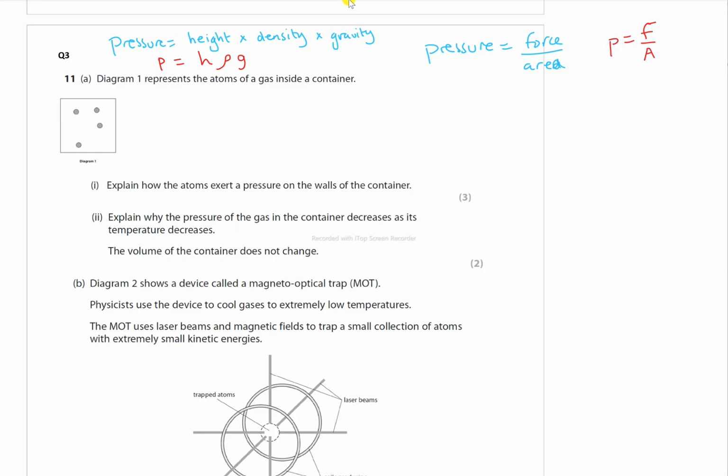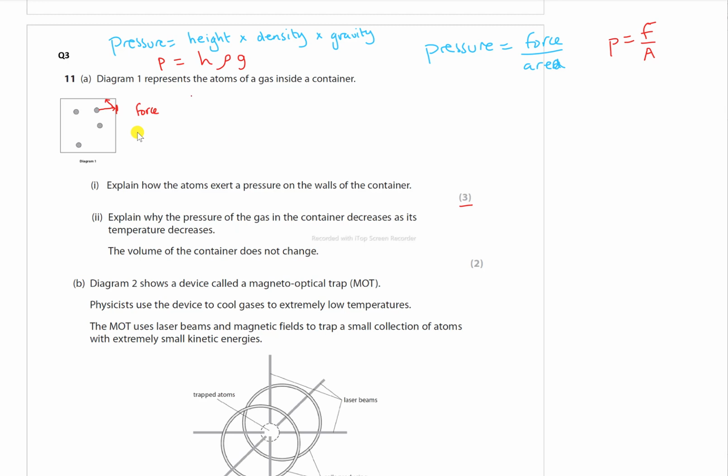Right. Explain how the atoms exert a pressure on the walls in a container. So it's a 3 marker. Right. This particle's moving, it's got kinetic energy. It hits that with a force, and then it bounces off, and then it hits that with a force. And every time they bounce off the wall, they generate a bit of force. And what is pressure? Pressure is force over area. So that's what we need to write down somehow.